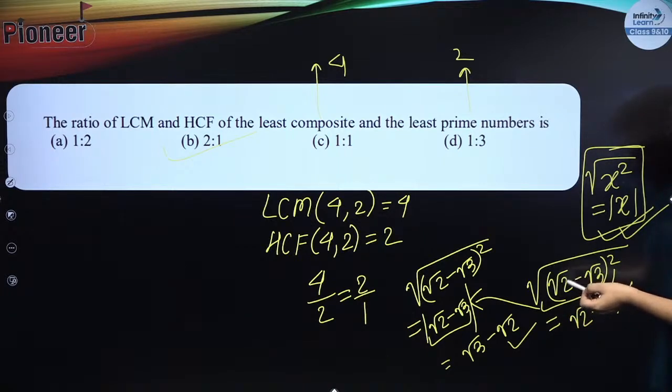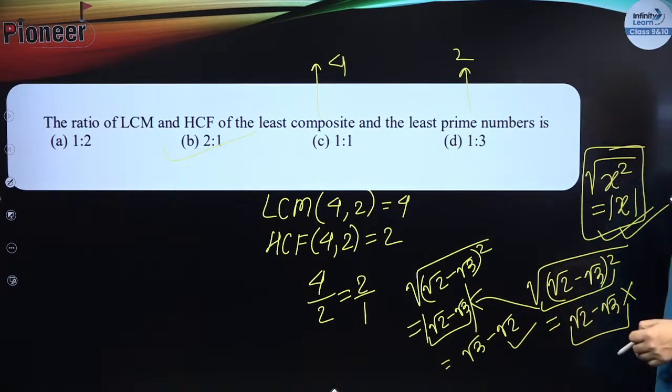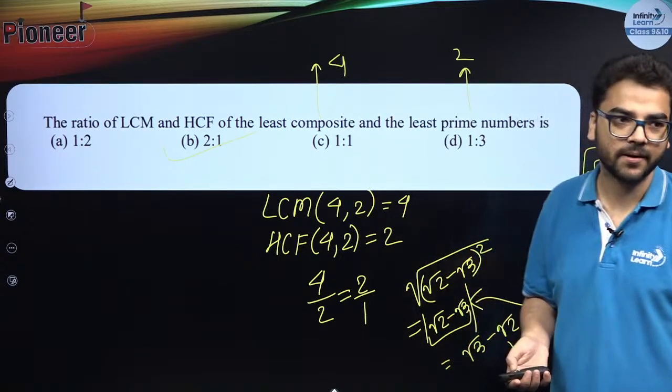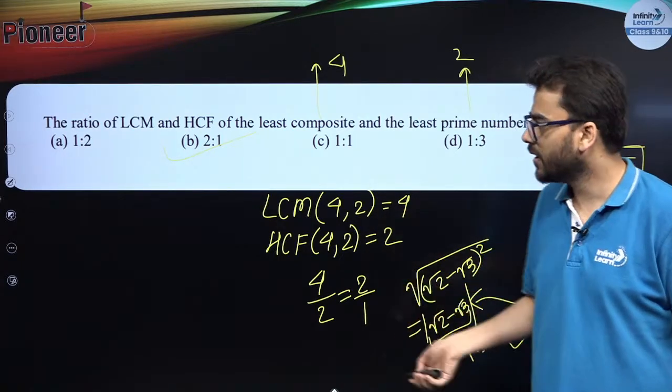Square root of root 2 minus root 3 the whole square. You cannot say it is root 2 minus root 3. It will be wrong. You have to take modulus of that. I hope it is clear to you. So option B is correct over here. So let's move on to the next thing over here.